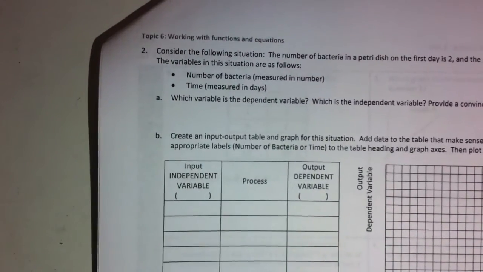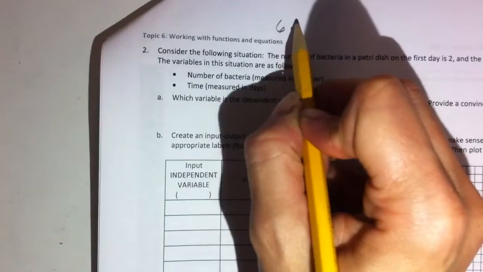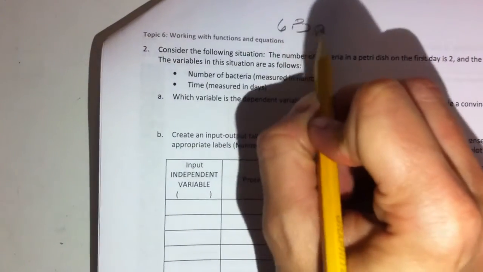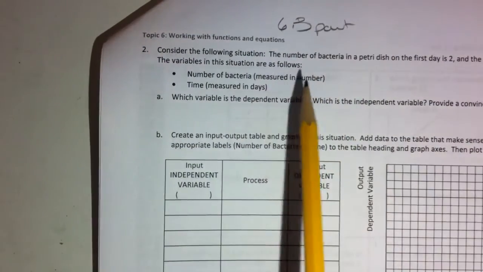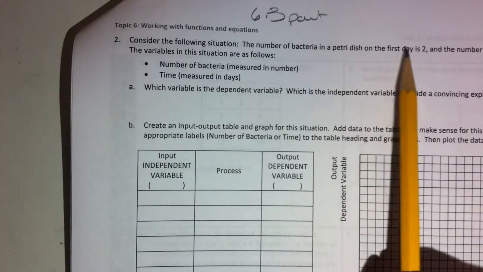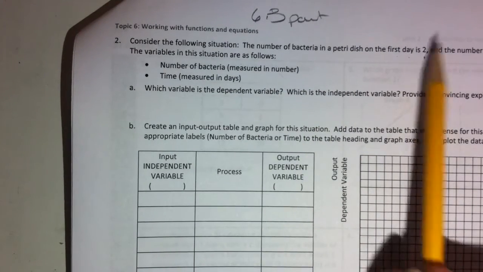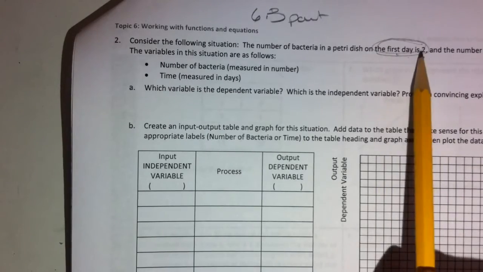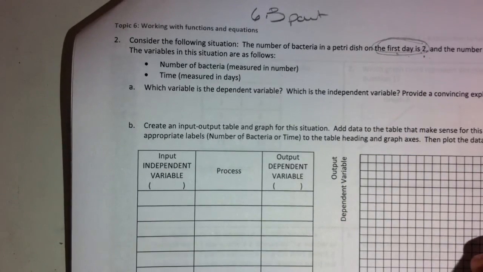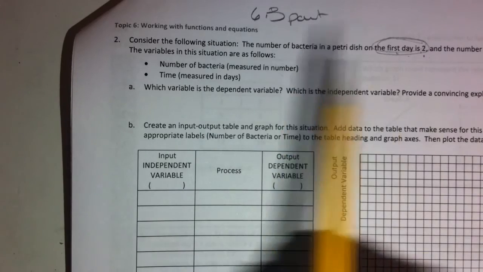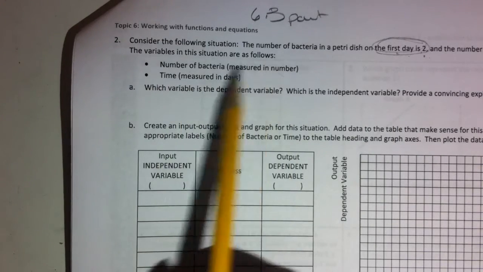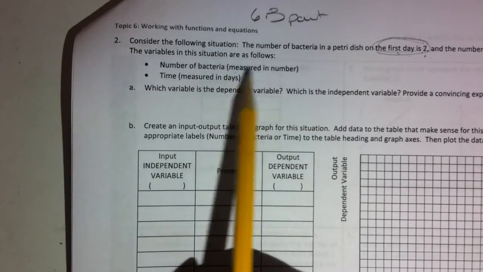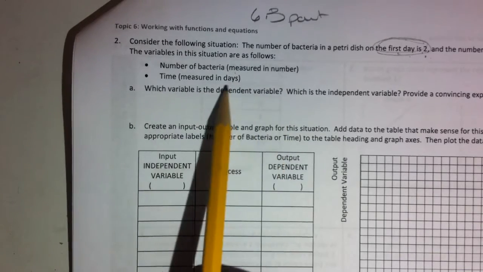Okay, so this is 6.3 part 2. So we're working with bacteria here. The number of bacteria in a Petri dish on the first day is 2. So it starts at 2. First day is 2, and the number doubles every day. The variables in this situation are the number of bacteria, measured in number, and time, measured in days.